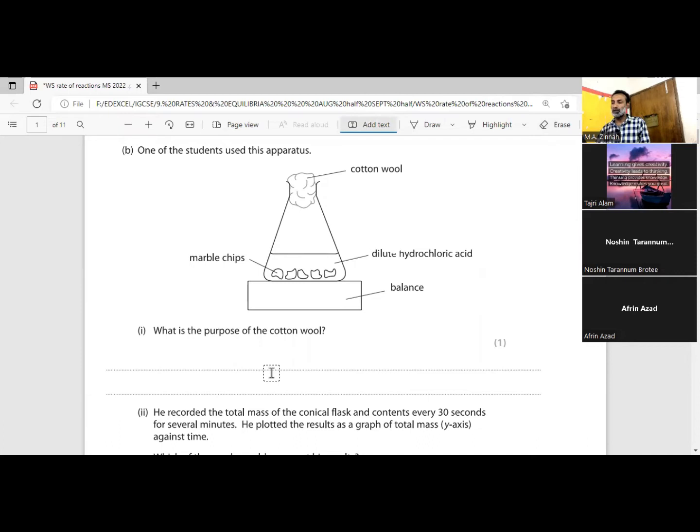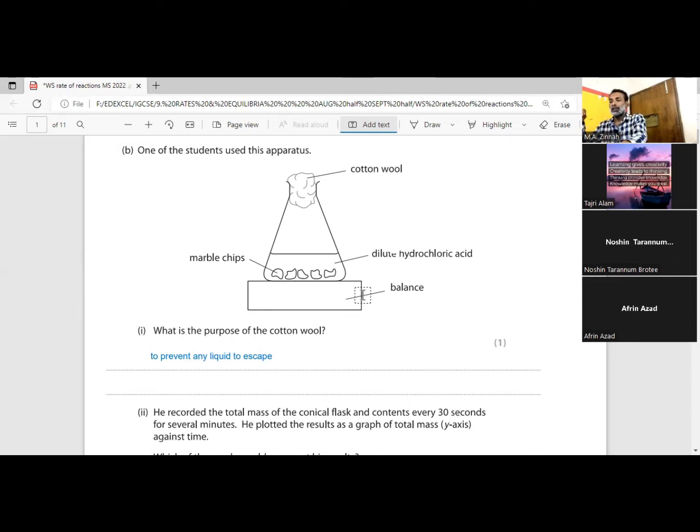What is the purpose of the cotton wool? What did you write? To allow carbon dioxide gas to escape, to prevent any liquid from escaping. Evaporate water না use করে এটা লেখা ভালো. Liquid may have spillage. There is a reaction, maybe the reaction is a little violent, so the liquid may spill.